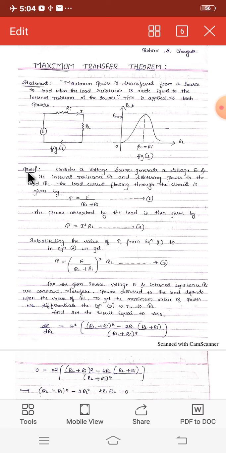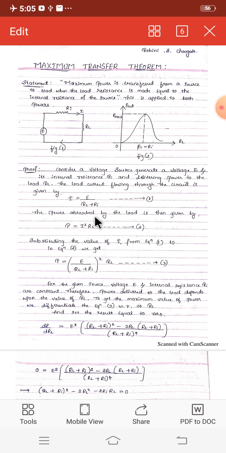Now the proof. Consider a voltage source generating a voltage E with internal resistance Ri, delivering power to the load RL. The load current flowing through the circuit is given by the current. Already we know the current I equals E by R, where R means resistance. In place of resistance we apply the internal resistance and load resistance, so I equals E divided by RL plus Ri. Consider this as expression number 1.